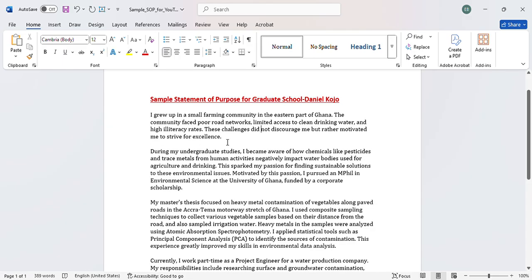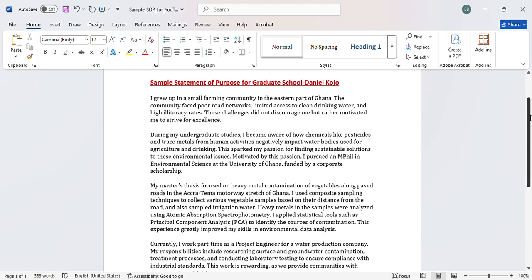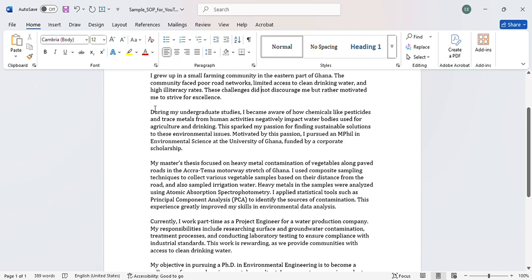Okay, so the first paragraph here is giving you an introduction and also a small background of myself, where I come from. If you are a reviewer reading this, you know that this applicant is from Ghana, and he is from a poor community as well. That is important. So this is a background. Let's look at the second paragraph.